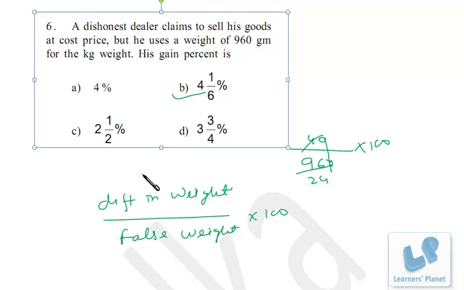In this case I use this formula. Difference in weight is what? For a kilogram, and this 960, so difference is 40. What is the false weight? He is using a weight of 960. This is false weight into 100. Same you will get over here, right? So 4 by 6% will be your answer.